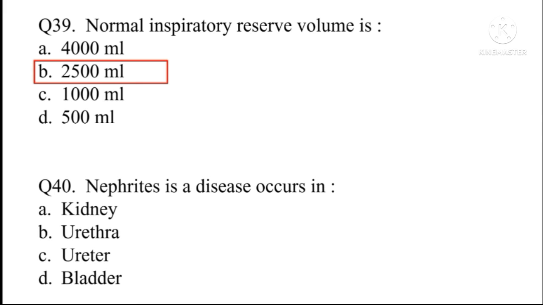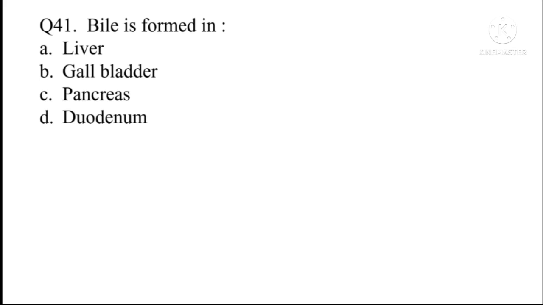Next question is, nephritis is a disease occurs in. Options are option A, kidney, option B, urethra, option C, ureter, option D, bladder. As nephritis comes from the word nephron, and nephron is the unit of kidney, so the correct answer is option A, kidney. Next question is, bile is formed in. Options given are option A, liver, option B, gallbladder, option C, pancreas, option D, duodenum. Correct answer is option A, liver. Bile is formed in liver, but it is stored in gallbladder.